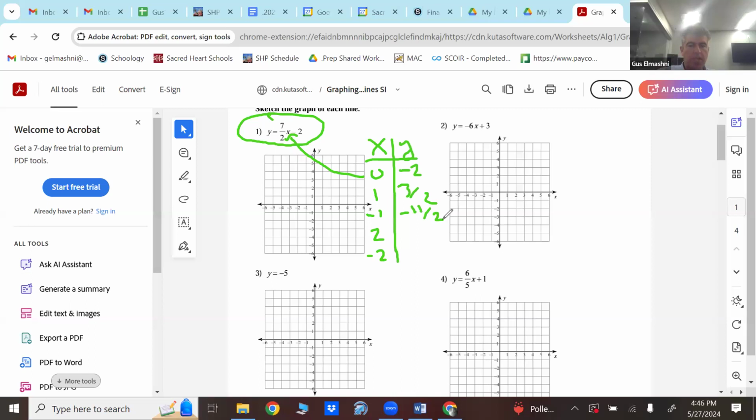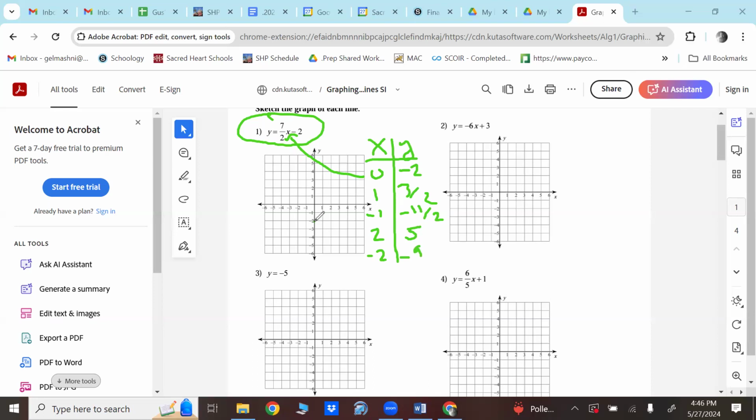If you put in 2, you should get 5, and the -2 is -10. Then -9. All right. You then have four points, it should be a line.